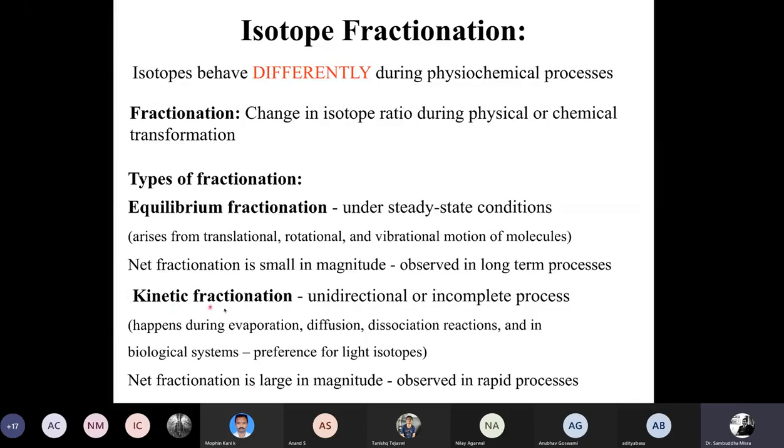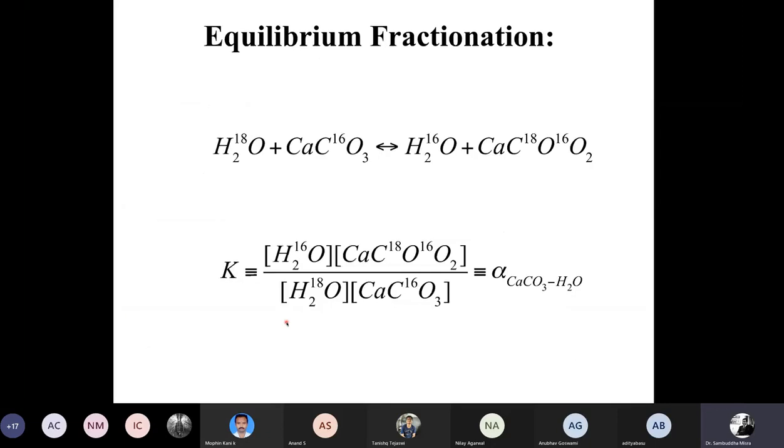And the interesting bit is the kinetic fractionation. Kinetic fractionation happens for unidirectional or incomplete processes. A precipitation reaction is a good place where we have kinetic fractionation. And all biological systems love kinetic fractionation because most biological processes are fast. Okay. So we're going to go there.